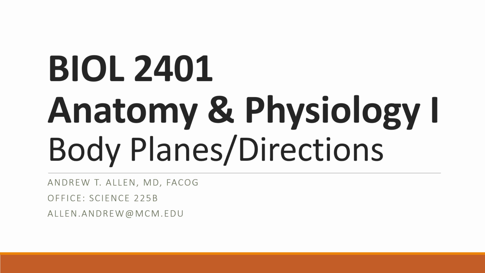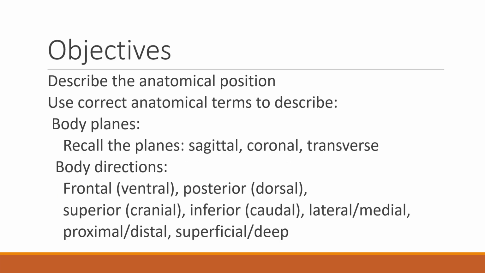Now we're going to talk about body planes and directional terminology for anatomy and physiology. So first we're going to talk about the anatomic position, and then we're going to teach you how to use correct anatomical terms when we're talking about the different body planes. That includes sagittal, coronal, and transverse, and then the various directions, frontal, posterior, superior, inferior, so on and so forth. So let's go ahead and get started.